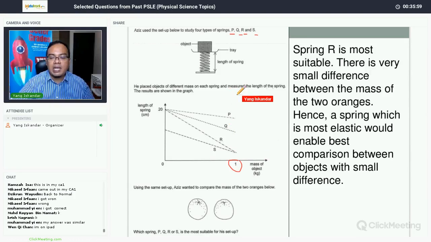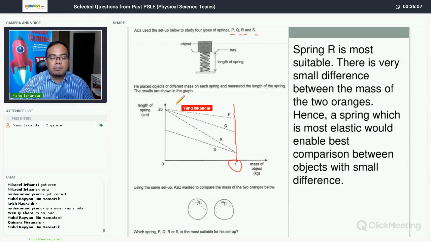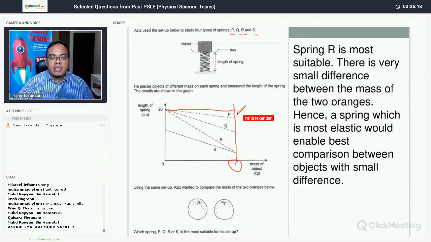So if you are to draw a line, let's draw a line here. For 1 kilogram, P only decreases from here to here. Right? Okay, let's draw here. This is a straight line at 20 cm. P decreases from here to here. Q decreases from here to here, and R decreases from here to here. S is about the same as Q.